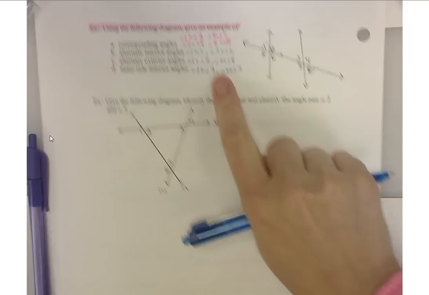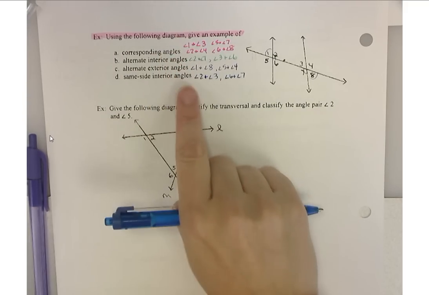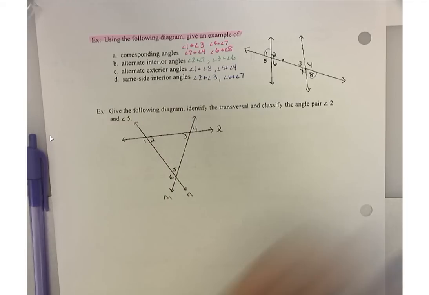And we listed all of them. When it says give an example of, you would only have to write one of those. I just want you to see everything that's correct here.